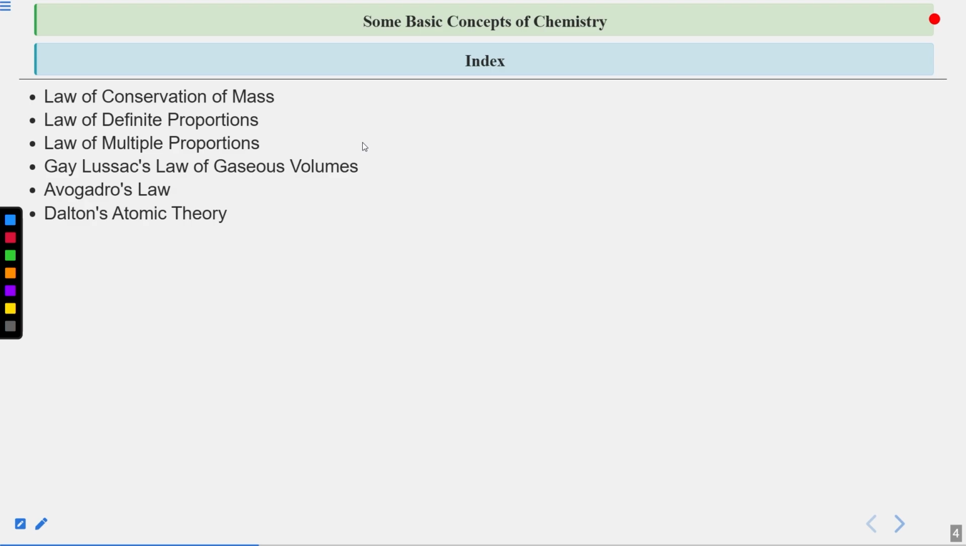Then at last we will see the first atomic theory according to Dalton, and we will also cover its drawbacks.